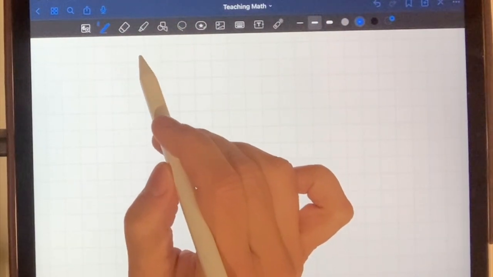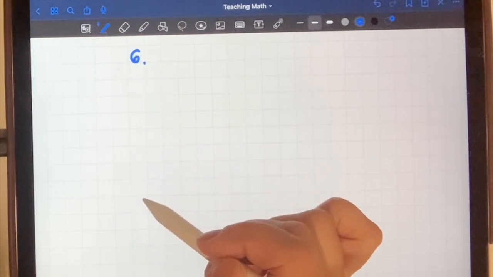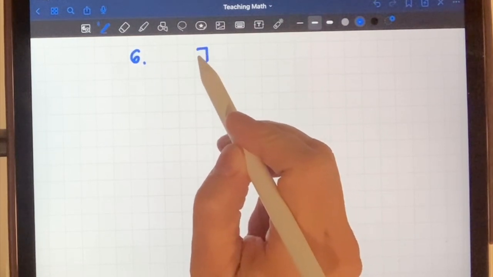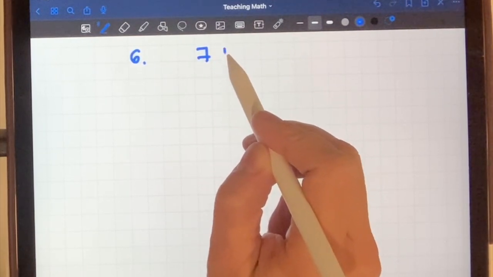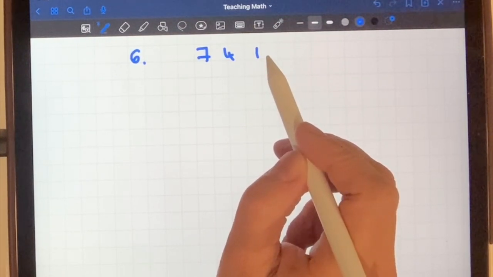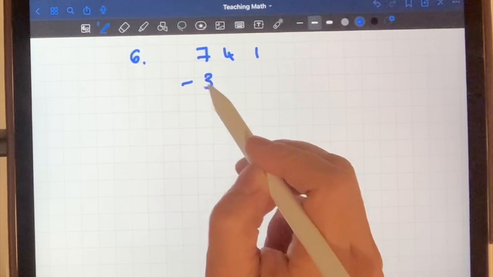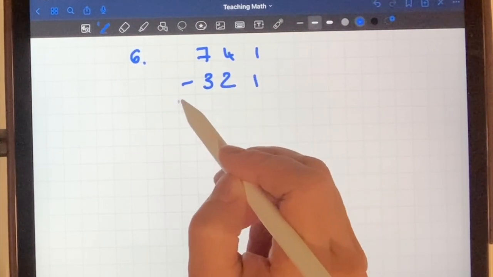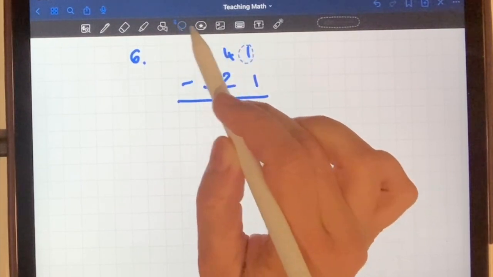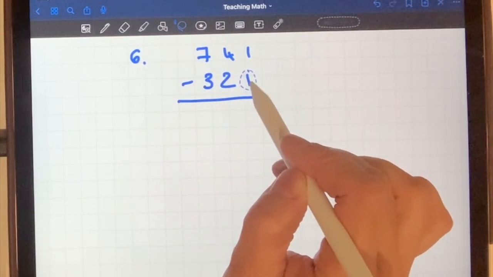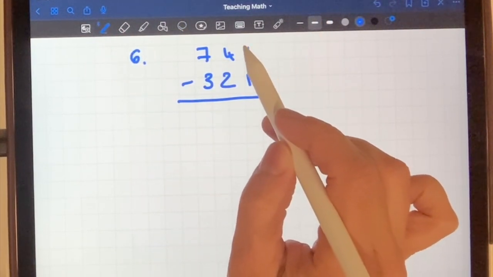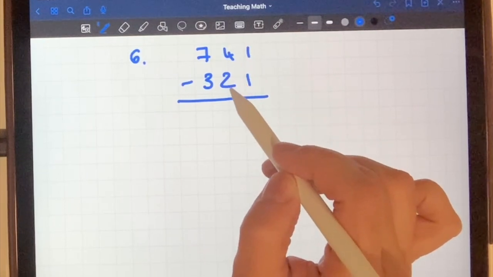Okay, so now I'm going to move on to my subtraction algorithms, and we're going to start off with a simple one. So we've got 741 minus 321. I should really move these a bit closer. Much better. Okay, so with this one we are subtracting.